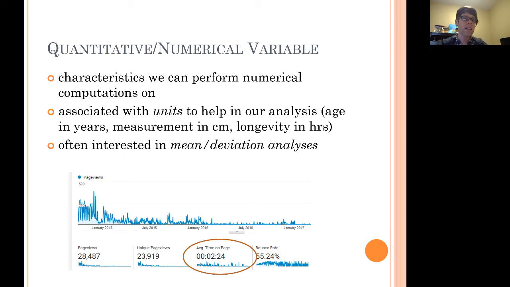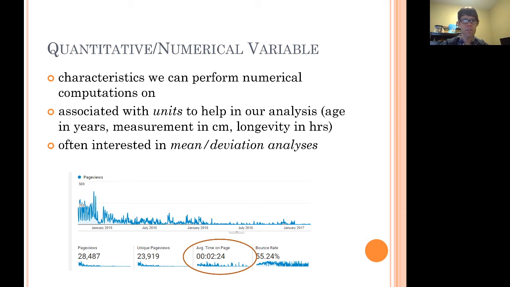So these kinds of variables, because they're numeric, actually come with associated numbers that are easy for us to work with. We can actually do some more thorough kinds of analysis on these kinds of variables. Often your quantitative or numerical variables will have units. And that's usually kind of a key giveaway that we're working with a quantitative kind of variable. So a couple examples here, like age in years, measurement in centimeters, longevity in hours, a couple examples.